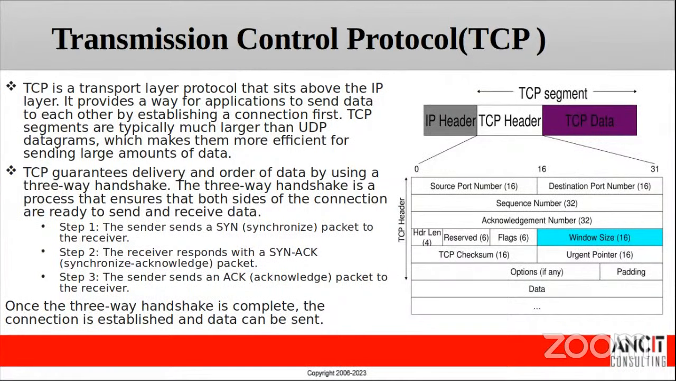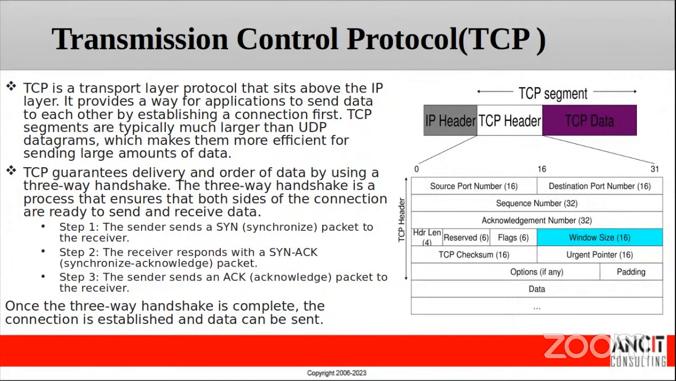Before transmitting the data, it will establish the connection between two devices. First, it will make sure the connection is good enough to transmit the data. Here we can see the three-way handshake happens to establish the connection. First, the sender sends a synchronize packet to the receiver. After that, the receiver sends a synchronize acknowledgement packet to the sender. After that, the sender again sends an acknowledgement to the receiver. After the connection is established, the data can be sent to the receiver. That is what happens in TCP.